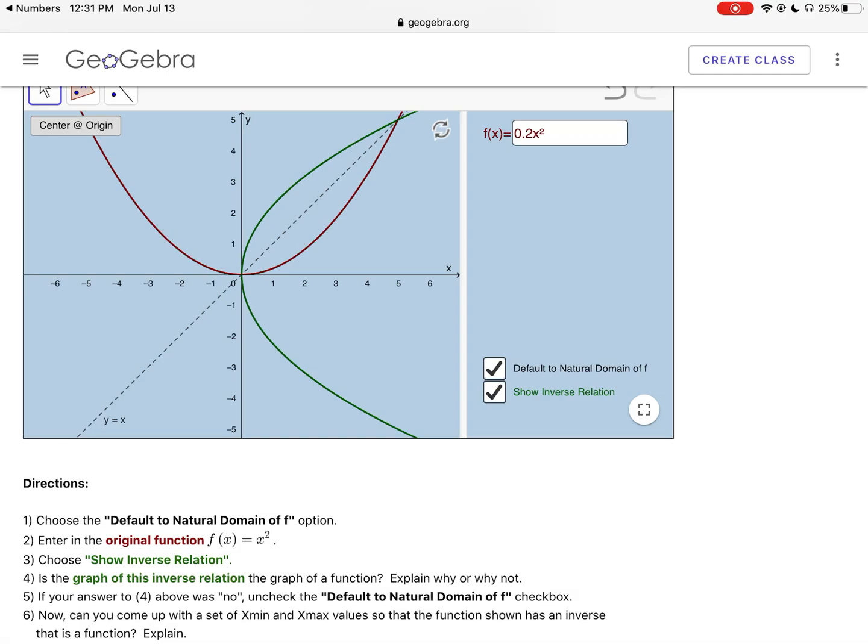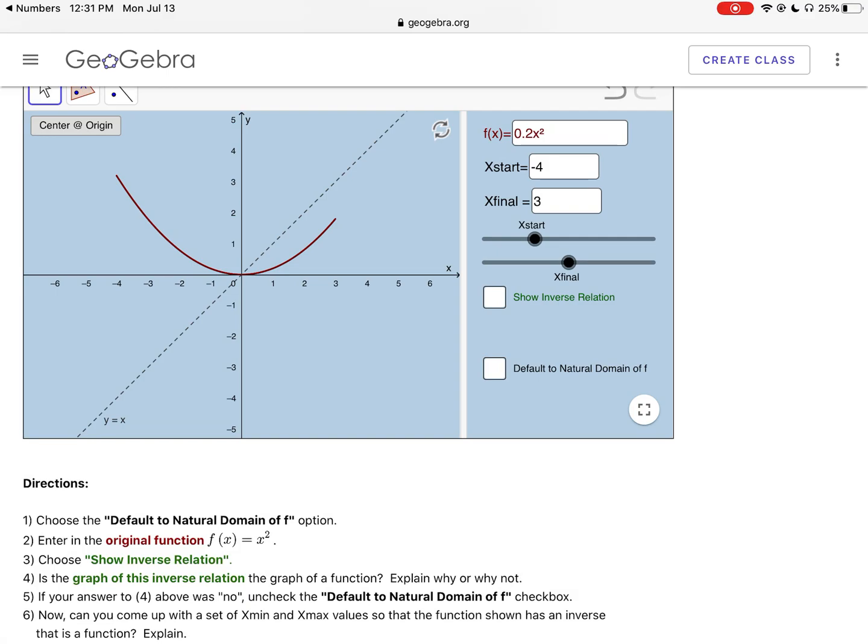Okay, so now we want to look at, well, how can I make it so that the inverse of this function will in fact be a function itself? Okay, so now we're on step 5. It says to uncheck the default to natural domain of f option. Okay, so I uncheck that, and now what it does is it gives me some sliders that I can use to play around with the domain of f of x. Okay, so right now you're seeing f of x only for x values from -4 to 3, okay?